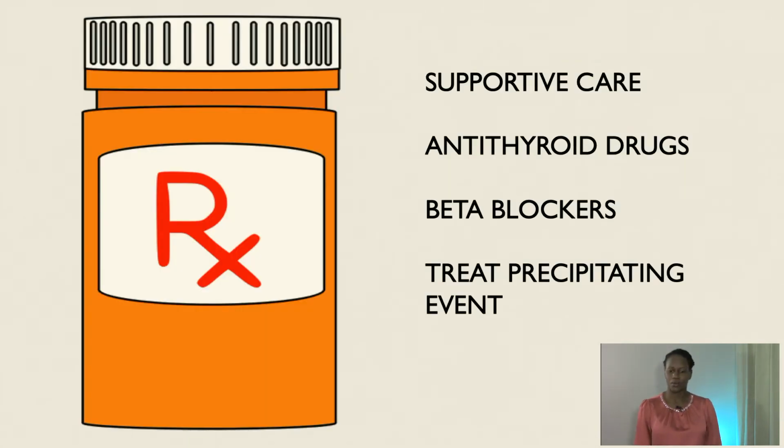So now we're going to talk more about the treatment for it. In general, we kind of think about it more in broad categories. The treatment will start off with supportive care. Then you're going to be thinking about anti-thyroid drugs, thinking about using beta blockers. You might even be using steroids. And then most importantly, often is going to be treating the precipitating event.